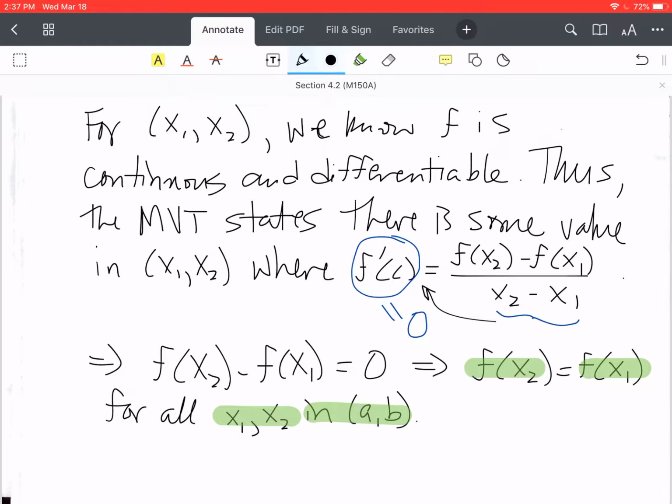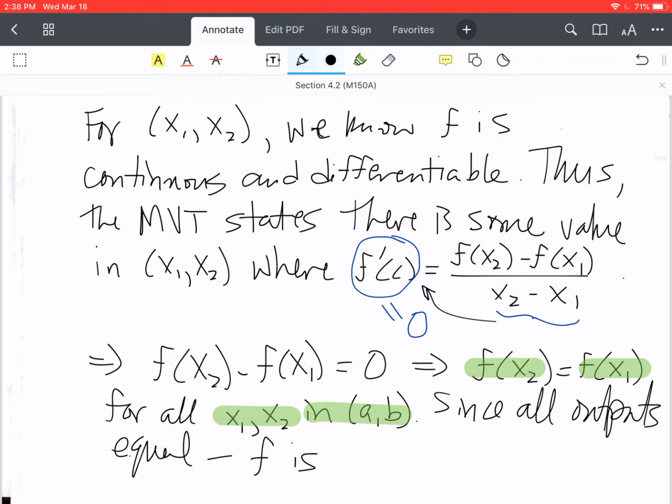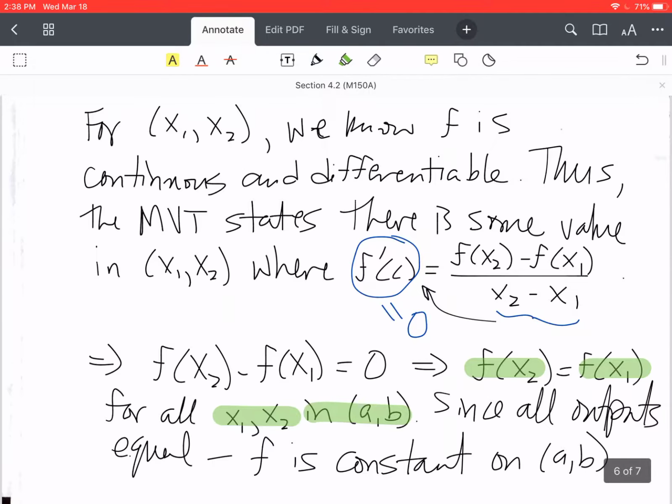So since the outputs must be equal for all points, that's what we mean when we say a constant function. So since all outputs are equal, f is constant on AB. All right. So we use the mean value theorem to prove our definition of a constant function.